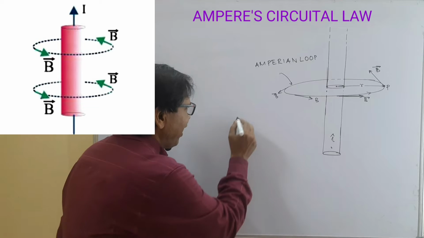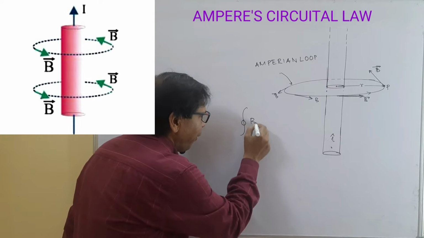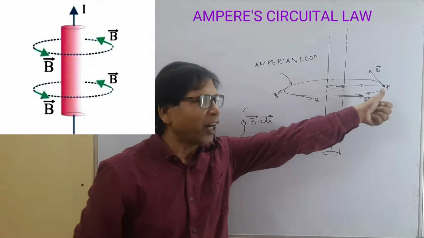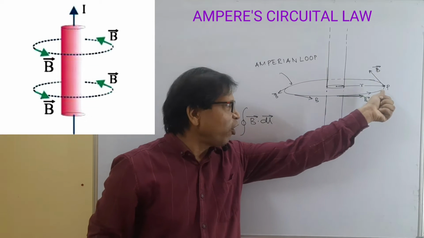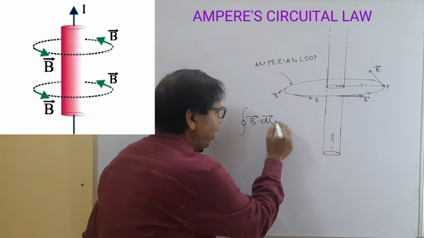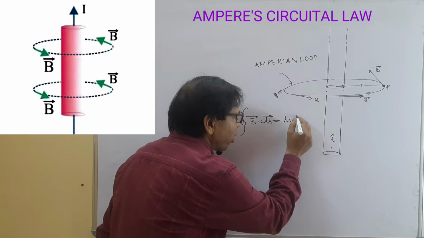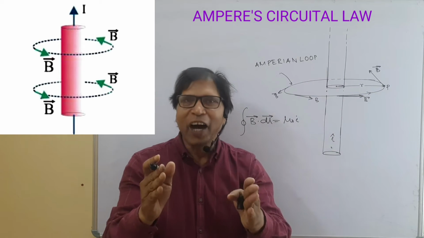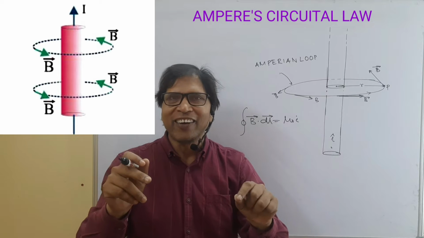So look at this. The line integral of magnetic field, that is B vector dot dl vector, where dl is a very small portion of the length, is equal to mu naught into the current enclosed by the loop. Okay? Now we have to prove this law.